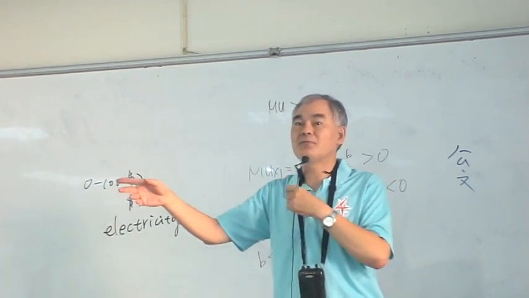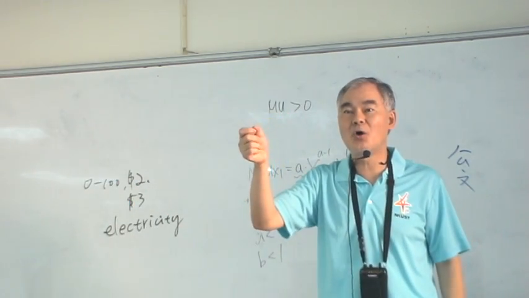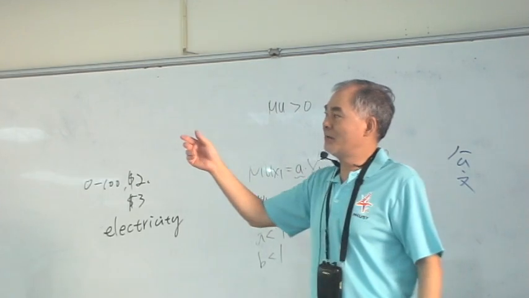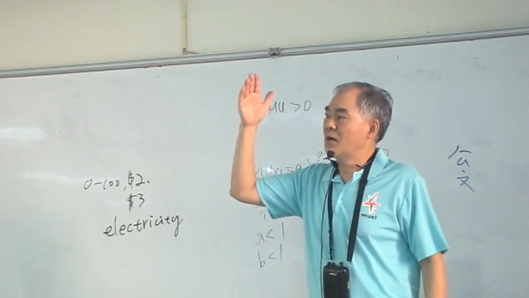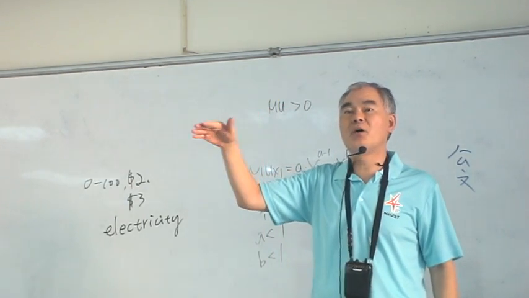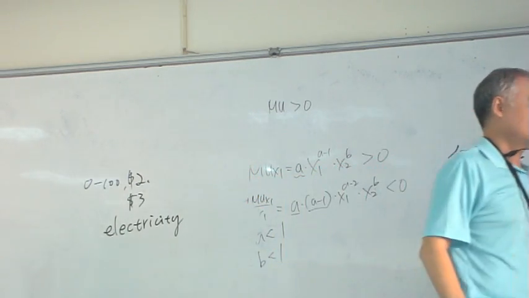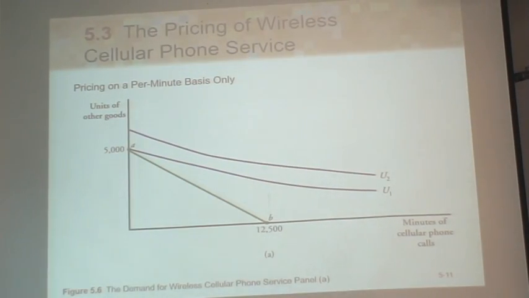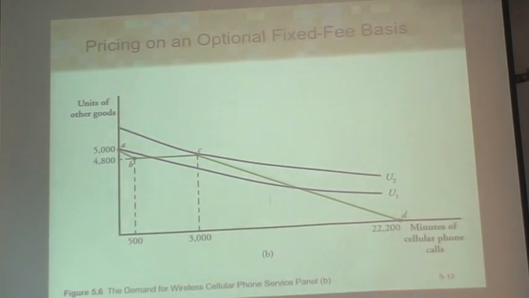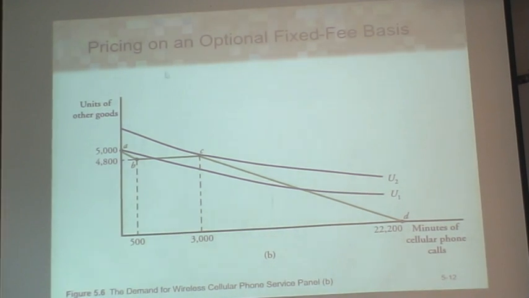But this is different. Phone companies encourage you to call more, right? So that means the more you use your phone, people want to have the marginal rate going down, okay? So let's look at the other diagrams. Okay? So what's going on here?